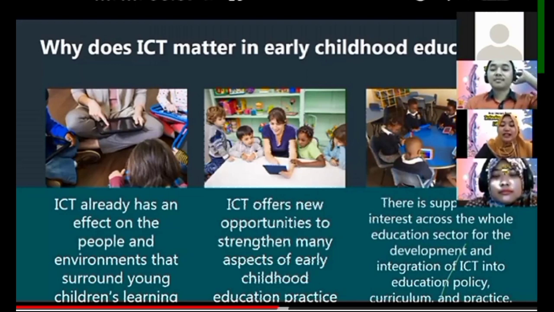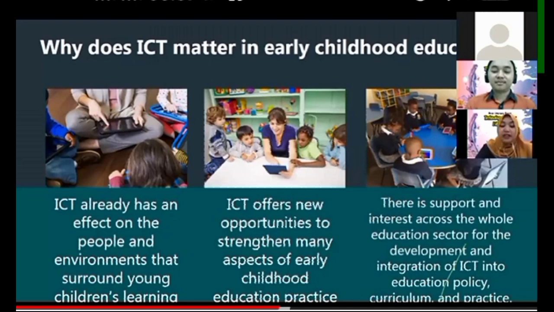So the second reason relates to the opportunity and potential that includes the opportunity to support and enhance children's learning and play experiences, the opportunity to support and strengthen practitioners' professional learning and development, and the opportunity to support and strengthen relationships and communication between the children and their parents or even the people connected to the children.